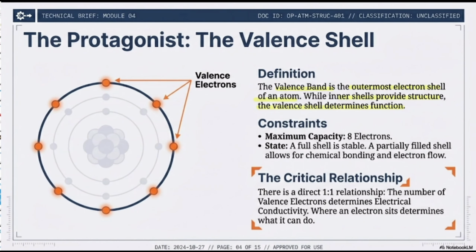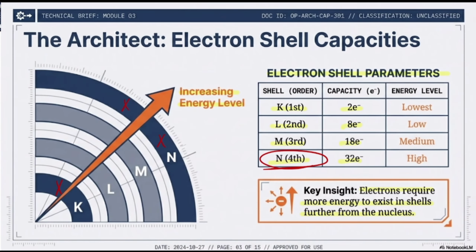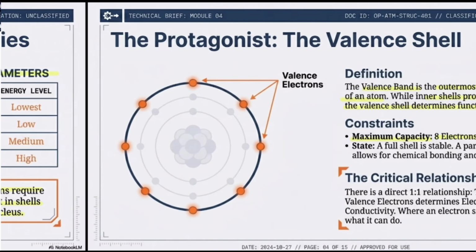So the constraint over here is the maximum capacity. It means I can only have 8 electrons at the valence shell. Another thing I have to mention, which could be a little confusing: you mentioned that the outer, furthest layer, when you compare the distance between itself and the nucleus, is N, and it can contain up to 32 electrons. So how come you only have 8 electrons at this point?